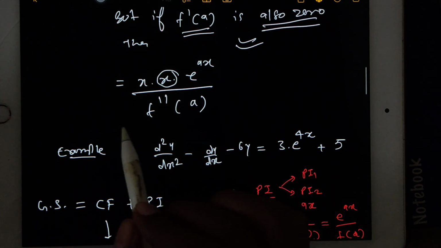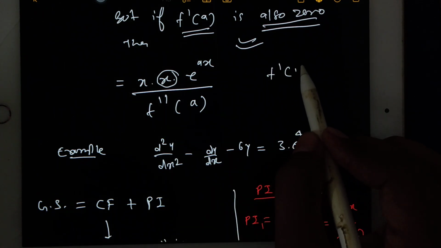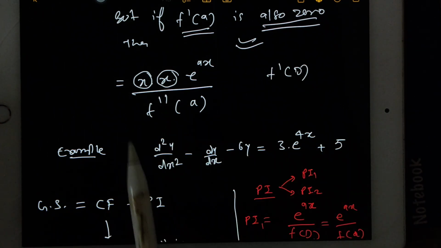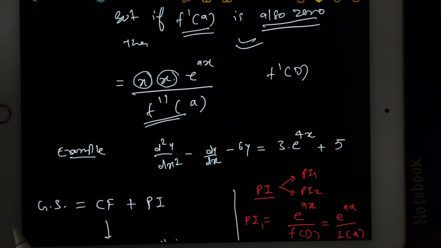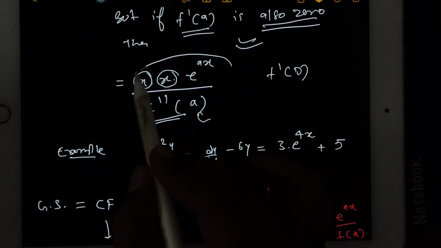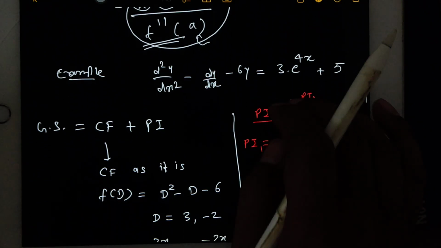This was the previous x multiplied when I tested for f prime d. Now you multiply x one more time, and do double differentiation, and then substitute a. So this became your PI. We will see this in an example.